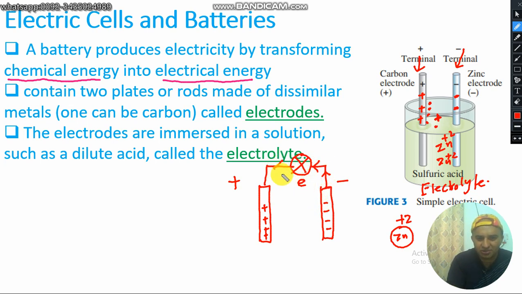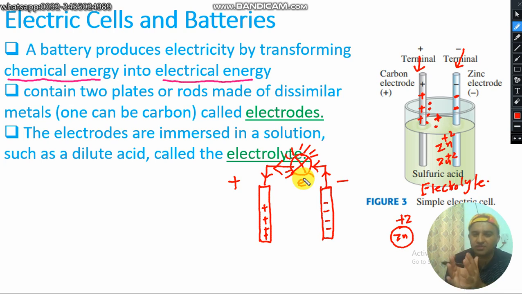When the current starts flowing through the external circuit, this bulb will glow. This bulb will glow due to the electrons that flow through the external circuit. So this is the working principle of a battery. Again, I repeat, we have two electrodes: one is the zinc electrode, the other one is the carbon electrode.